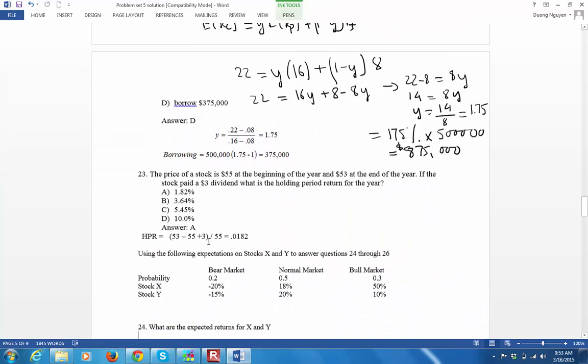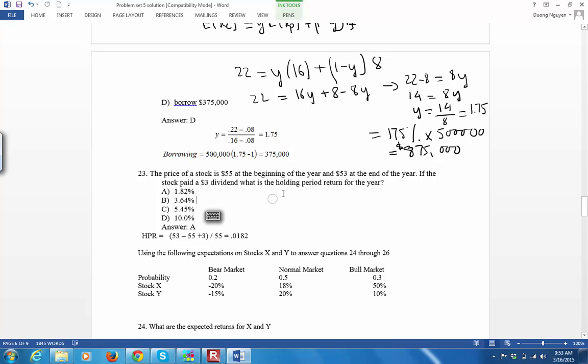Alright, number 23, simple, we have done it. The price at the beginning of the year is 55, at the end of the year 53, you get $3 dividend. So the return is equal to $3 dividend plus 53 minus 55 over 55. Okay, and it is equal to 1.82%.